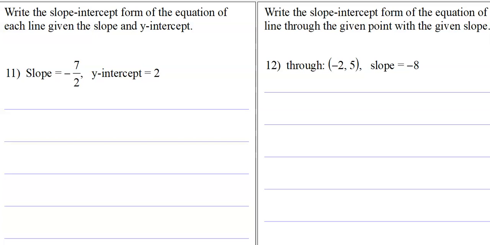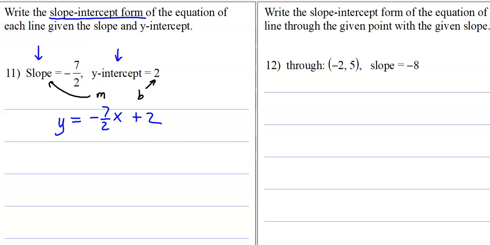11 and 12. Now we got to do some writing. So this one, it actually looks like I get to leave it in slope-intercept form, which is sweet. Well, they give me the slope. They give me the y-intercept. So y equals mx plus b. This is where the m goes. This is where the b goes. And they give me both of those things. So that one was pretty straightforward. Next one, I got to go through that point with that slope.